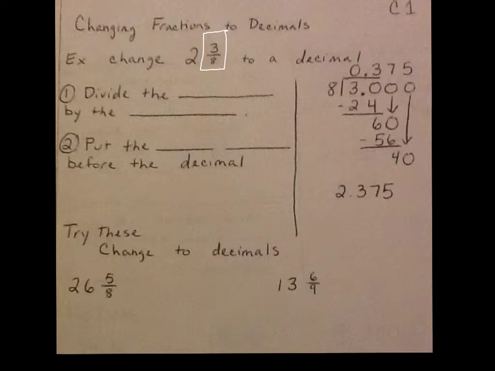So step one, when you're focusing on the fraction, is you're going to divide the numerator, and hopefully you remember that the numerator is the top number, by the denominator. When we say divide the numerator by the denominator, that means that you put the top number on the inside and the bottom number on the outside. If you look over on the right, we started with the 3 on the inside and the 8 on the outside.